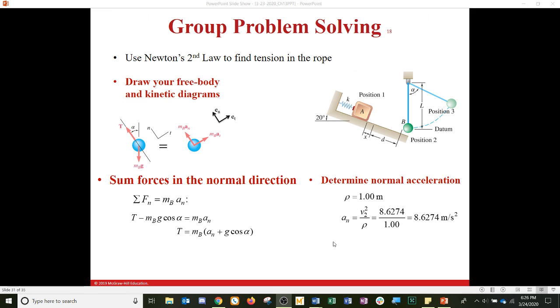And then finally, the reason why we're going to use normal direction is because the tension here is going to be a result of the weight in the normal direction in addition to the normal acceleration. So we have both of those to deal with. So we can find the normal acceleration using the velocity and the radius, which is the length of the cord. And then we can find the tension using the summation of the forces in that normal direction.